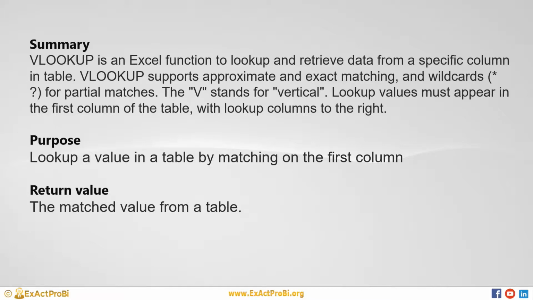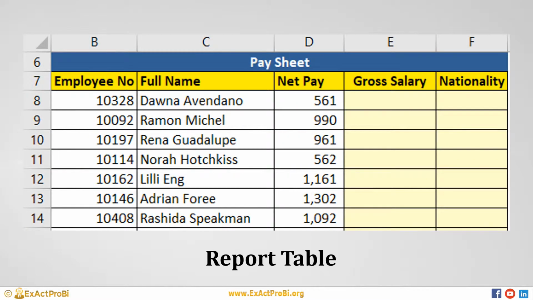Now let's understand VLOOKUP more practically with an example. Suppose you have an employee report like this. I would call it a report table. We have columns B to F. Column B has our lookup value, which is employee number. Then column C has a full name. Column D has a net pay. Column E has a gross salary. And F has a nationality.